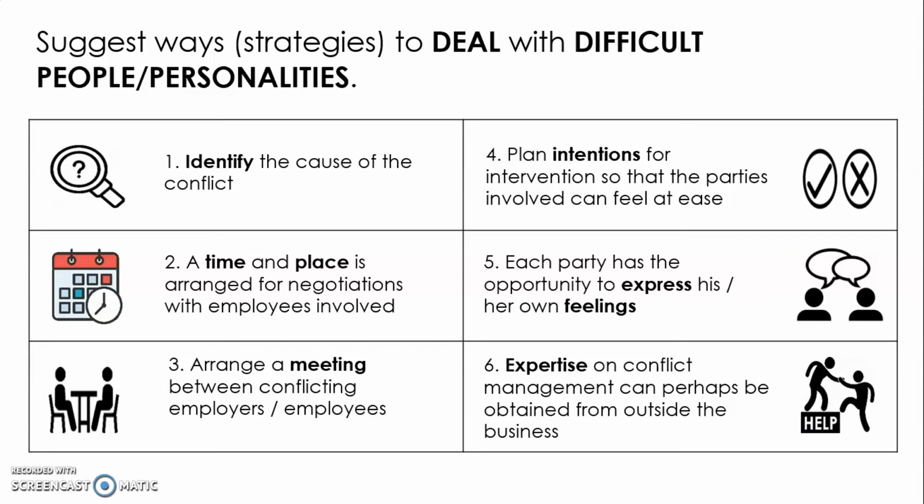Our last image is expertise. Here we have someone outside of the business possibly standing on a box called help and pulling an employee or an employer onto that box. Hopefully this will remind you that a business can make use of an outside company that has the expertise on conflict management. Let's remove most of the content now.